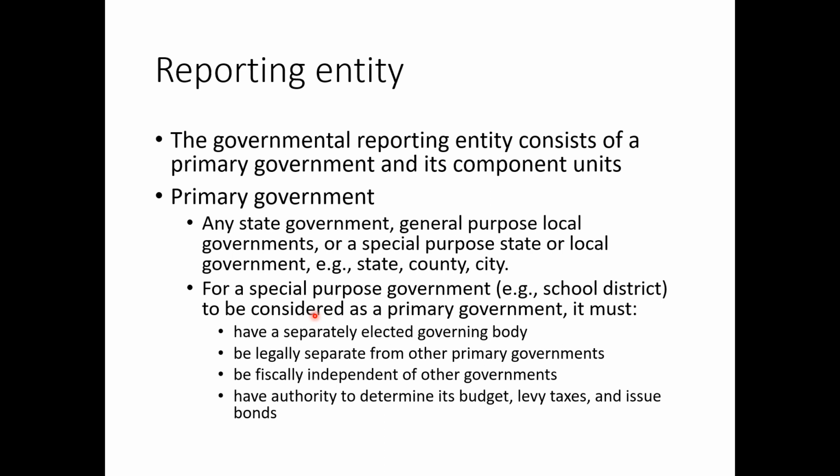In order for a special purpose government to be a primary government, it must satisfy the following conditions. It has a separate elected governing body. It is legally separate from other primary governments. It's physically independent, and it has authority to determine its budget, right? To levy tax and to issue bond.